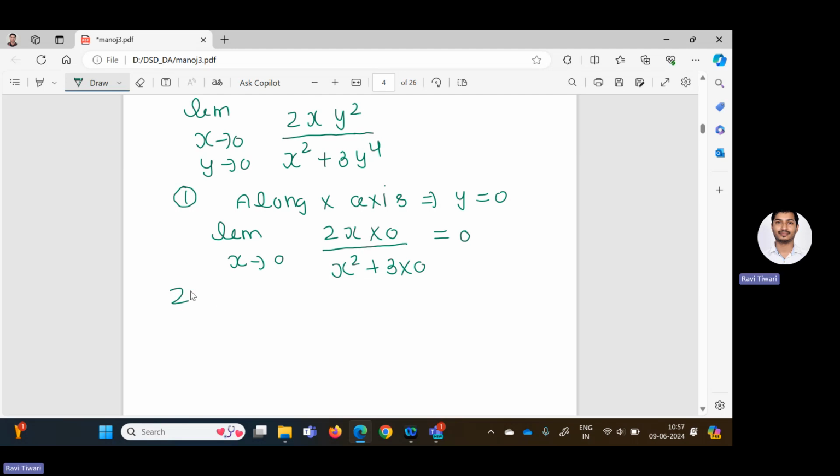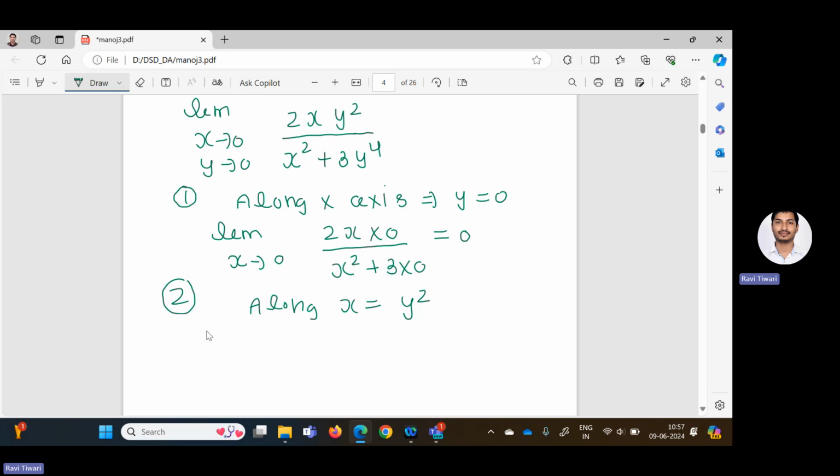The second path, along the y-axis, again gives the same 0. Now if I choose x equal to y square, how do you know this is a correct path? Because if y is 0, then x is 0, and if x is 0, then y is also 0. We cannot choose y square plus 1 or y square plus 2 or any other path, because if x is 0, then y should also be 0.